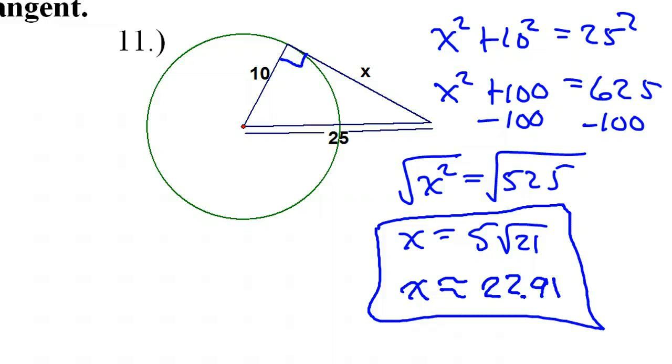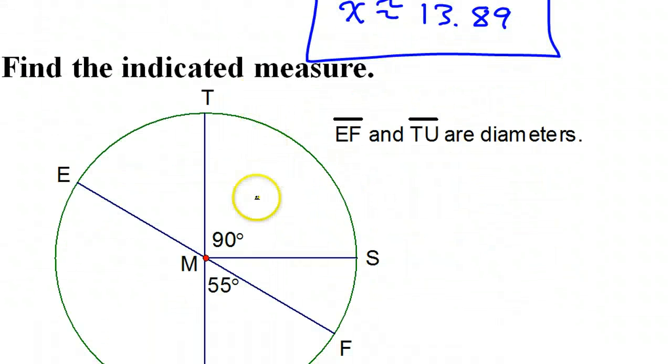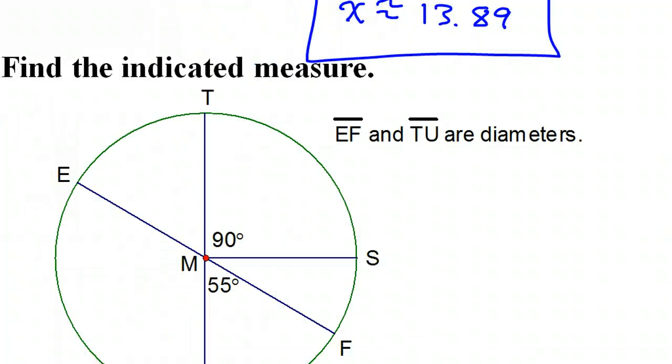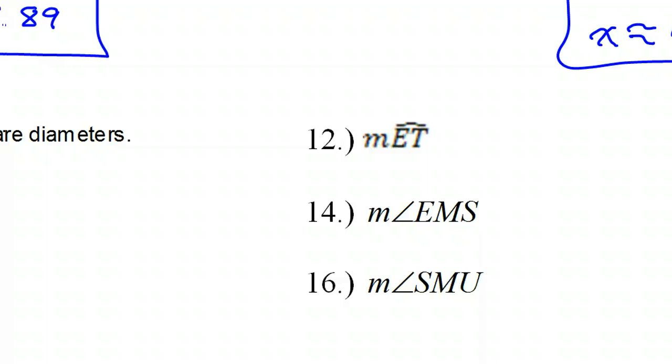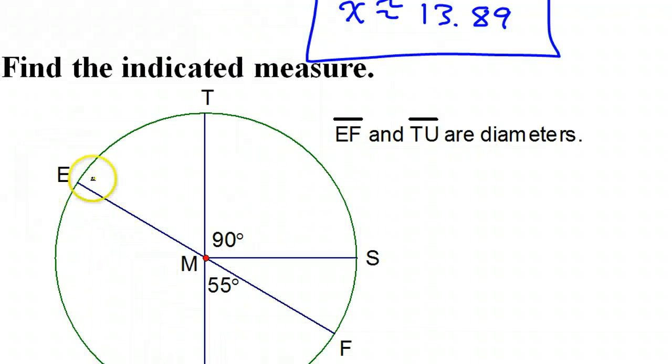Okay, so that's number 11. Let's find number 12. Where is number 12? Oh, it's this stuff over here. So I guess it's referring to this triangle. We got some diameters. All right, arc ET is up first. Arc ET. So we're supposed to be finding this right here.